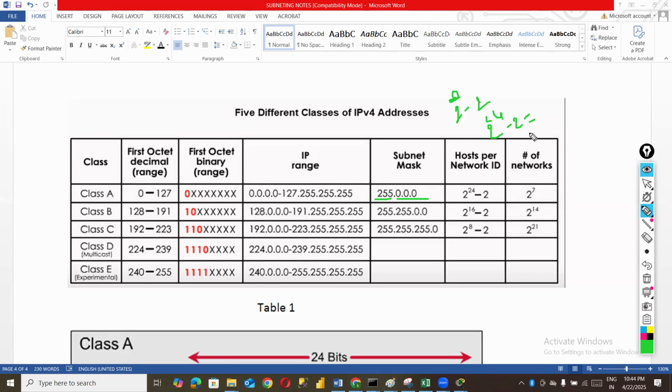So in class A, there is one more shortcut. Simply, you can take the network bits. From the network bits itself, we can get the number of networks. But we have to use the formula minus 1. Sorry, minus 2 only.